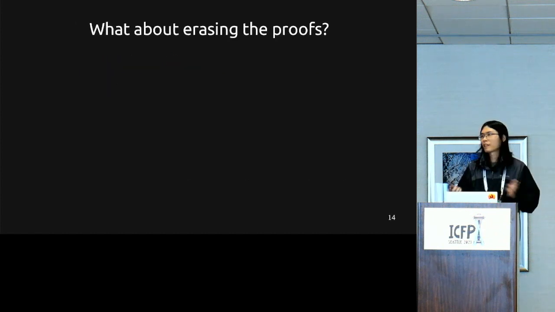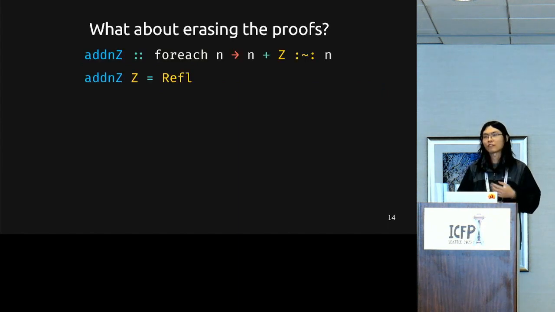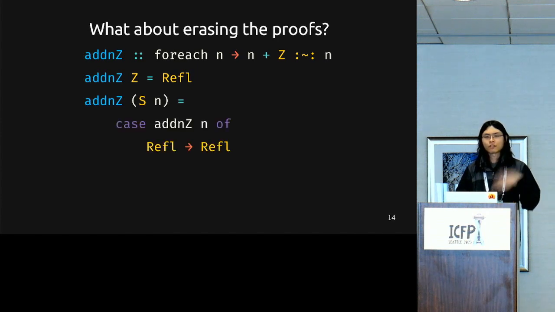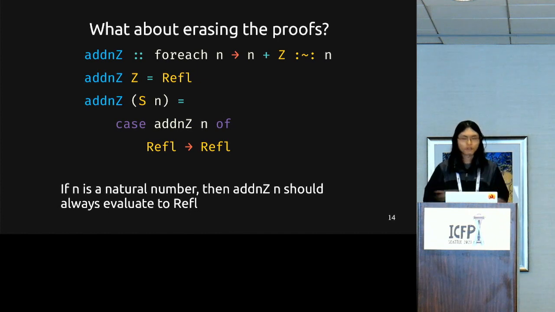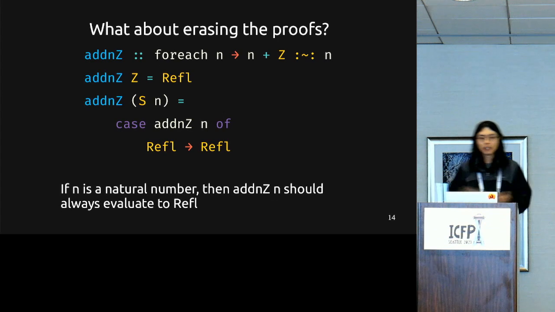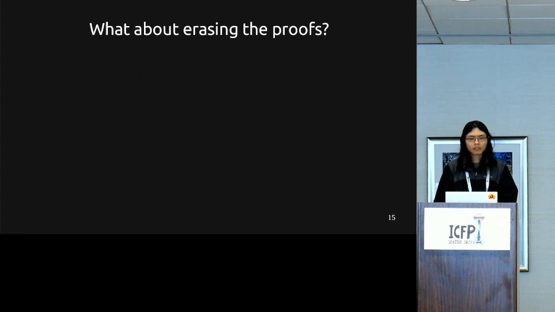So if proofs get in the way of performance, why don't we just erase them? And in fact, if we stare at the definition of the @nz proof long enough, we might feel very entitled to do so. Because in both the zero and successor case, we end up returning reflexivity regardless. And if n is a natural number, not a diverging computation, then @nz of n should just evaluate to REFL. And it seems a little pointless to burn some CPU cycles just for the sake of a computation whose result you already know beforehand. But it's worth keeping in mind that we work in a programming language, which means your equality proof could look like something like this.